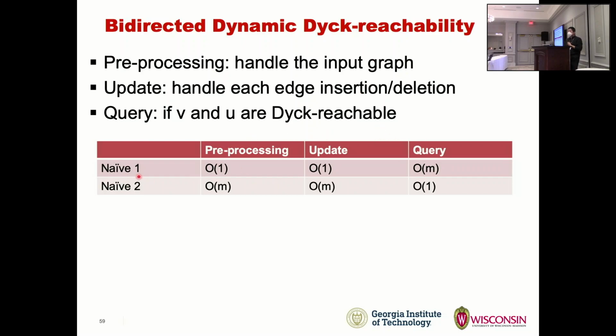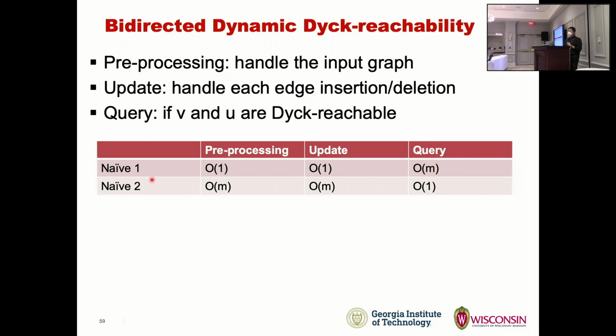The first naive way is that we do nothing for pre-processing. We do nothing for update. But whenever we have a query, we apply the optimal Dyck-reachability algorithm so that we can solve the problem. So in this case, the query complexity is O(m).